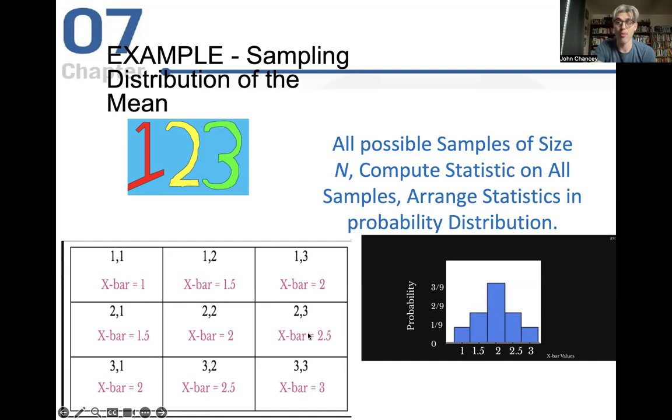If we distribute all of these possible means on an X and Y axis, we have the probability, and then we have the actual mean. We can see the probability is highest for getting a mean of two, which makes sense. If we look at all of our possible means, two pops up the most times, with three, and then we have a bunch of scores that hover around two.